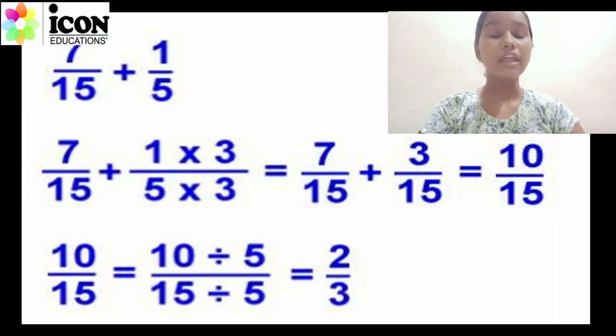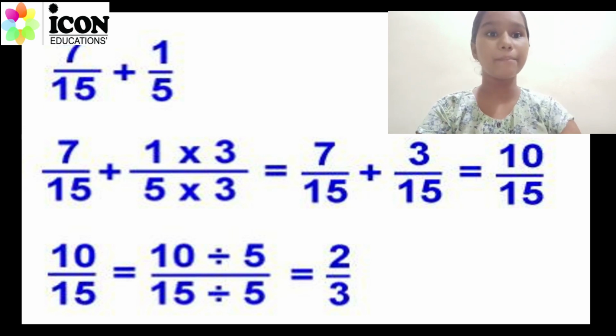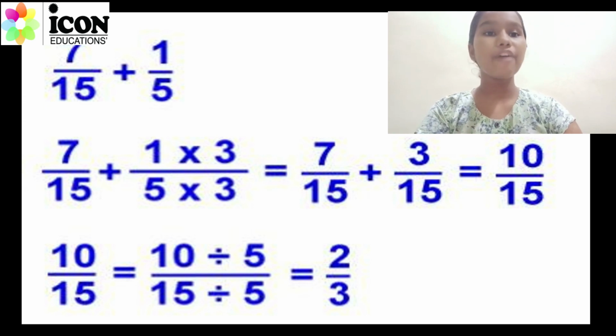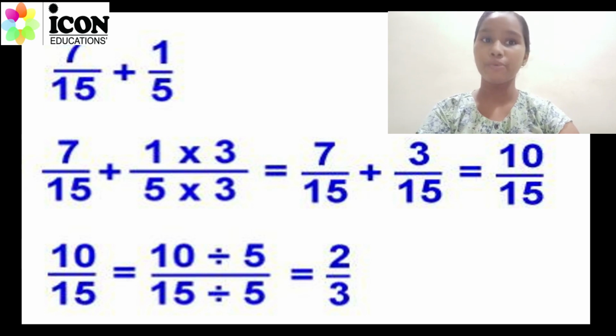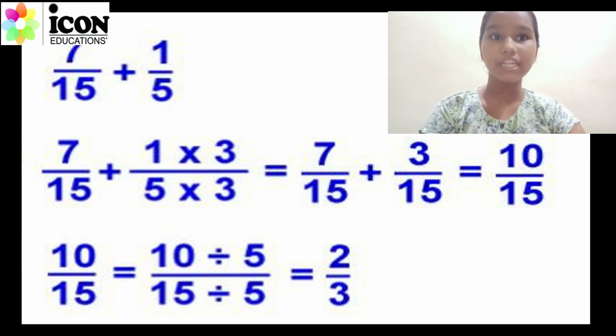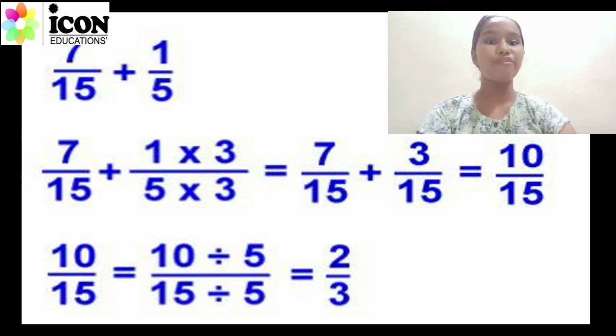Now we have to make sure that the numbers below, that is the denominator, should be equal. Like 15 and 5. So we have to convert 5 into 15 in order to make them equal. So we will multiply 5 into 3 in order to get 15. Now whenever we multiply in the denominator, we even multiply it in the numerator. So 7 upon 15 plus 1 into 3 upon 5 into 3, which will be equal to 7 upon 15 plus 3 upon 15.